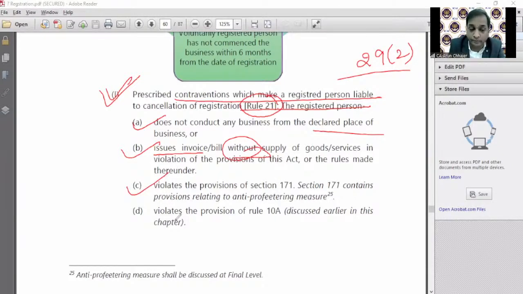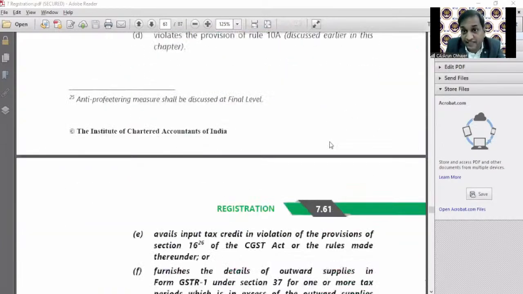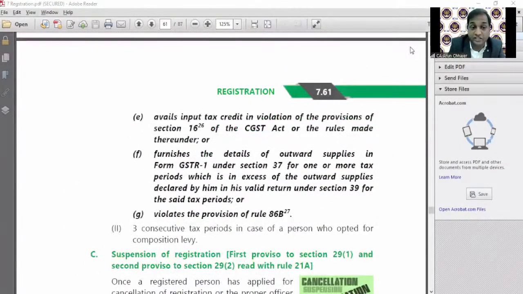Just for the point you remember, violating the provision of 10A means within 45 days I have not submitted the application. Availing the ITC in violation of section 16. I hope you remember 16 subsection 2 talks about the condition for taking the ITC. If I have taken the ITC violating the provision of section 16.